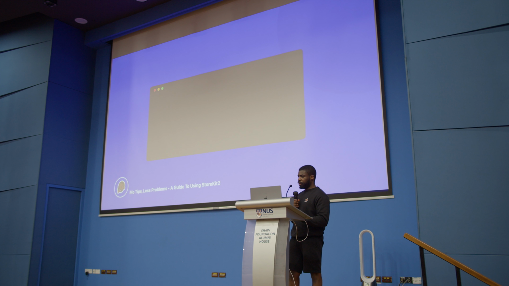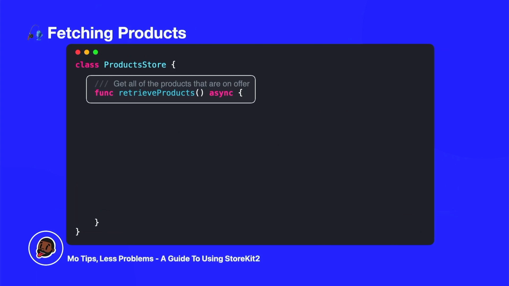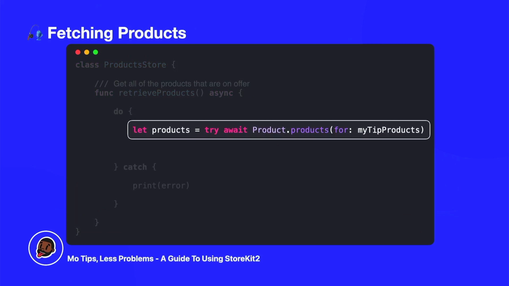If I want to fetch a product, I've got a store here, and this store is something that I'm going to be using to pass between different views and whatnot. Within here, I have an asynchronous function called retrieve products, which lets me fetch products. Now, if I want to fetch those products like I set up before, with the StoreKit 2 API, all I need to do is call the products for function on the Product API. So this is really nice, really simple. It's just a one-liner.